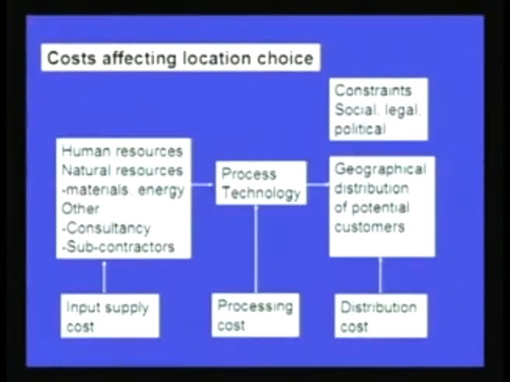So this is basically a bigger problem which has to be solved for maximization of profit and minimization of costs involved. So some input supply costs will be involved. All these things that you are seeing on your screen, human resources, natural resources, consultancy, subcontractors, all this would be the input cost, or this would be the input supply cost.